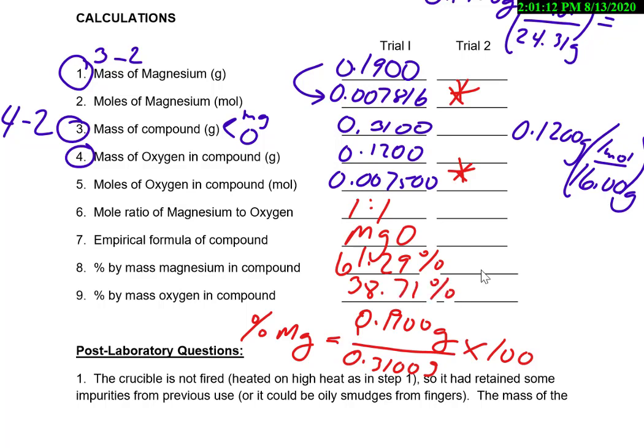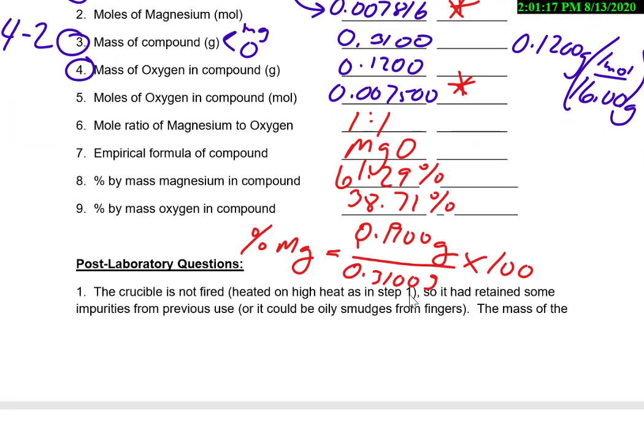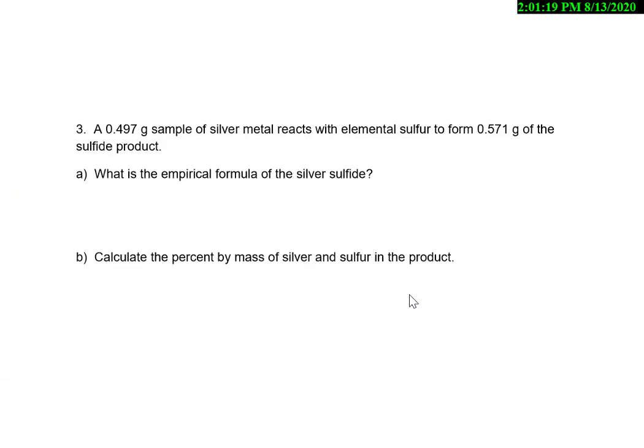So that's how you'll complete the calculations. You'll have 2 trials of different data to run through, but that gives you an example of the calculations. And then you'll complete the post lab.